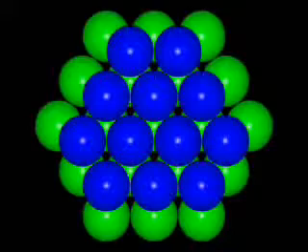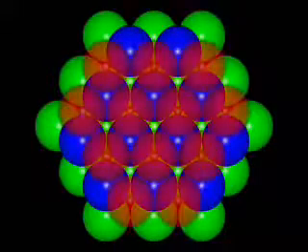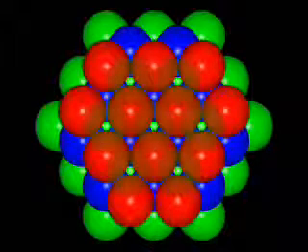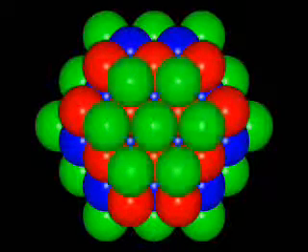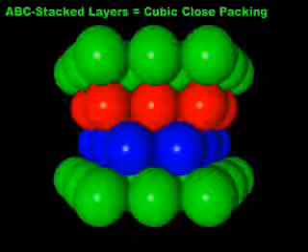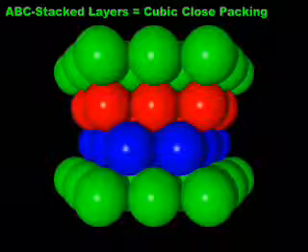A second layering scheme is as follows. The first 2 layers are the same as before, with each blue atom sitting in a dimple formed by 3 green atoms. In this case, however, the third layer is applied in such a way that it is not equivalent to the first. If this stacking pattern is repeated, with every third layer the same, this generates a structure known as the cubic close-packed structure.